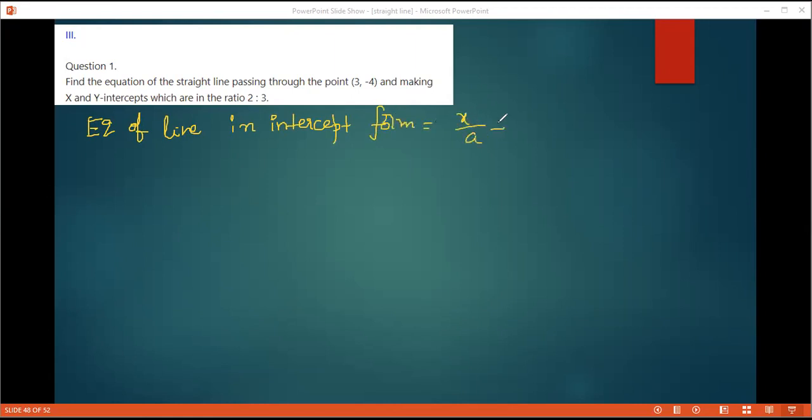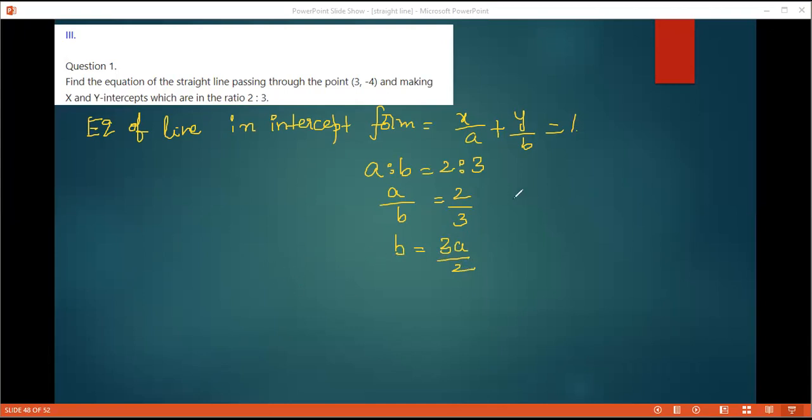What is the intercept form of a line? X by a plus y by b is equal to 1, right? Now, what is given here? Intercept ratio is given. The two intercepts are in the ratio 2 is to 3. That means a by b is equal to 2 by 3, right? So can we find b or a, any one variable value, to make the thing same? So can we find b? b is equal to 3a by 2, right?